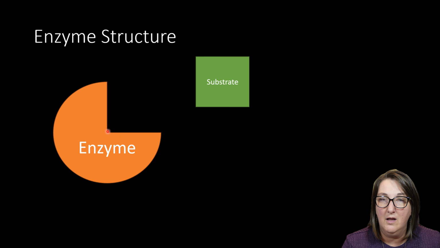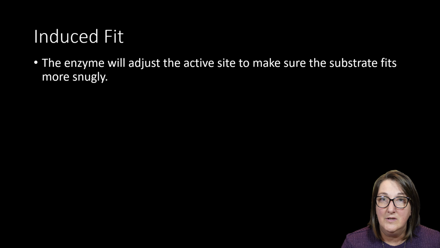If I put a key in my door lock, it's going to unlock it. But if I put a key in a lock up and down the hallway at our school, I'm not opening up any doors. It's very specific. Enzymes are very specific to specific substrates. We call this area our active site, and this is the area where the substrate will bind. We also have what's called induced fit. The enzyme will adjust the active site to make sure that the substrate fits more snugly.